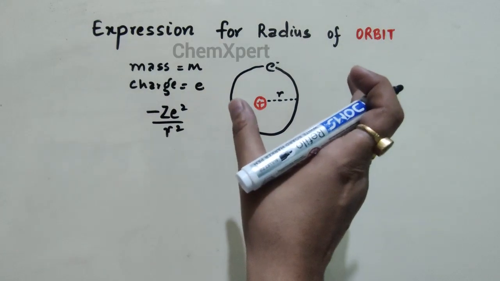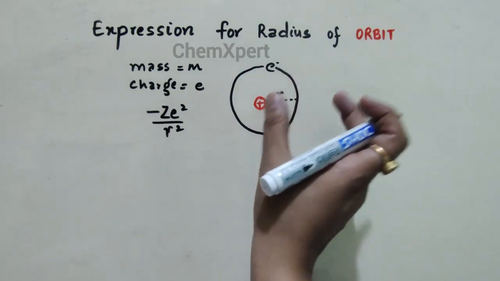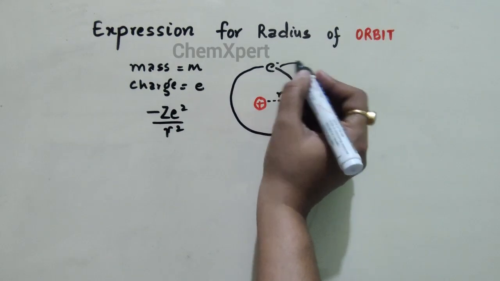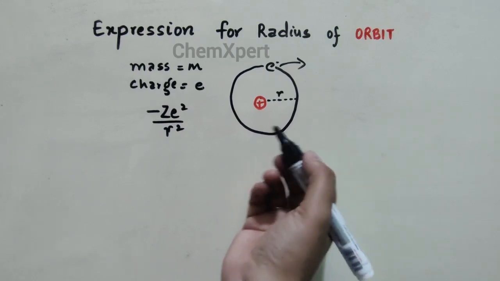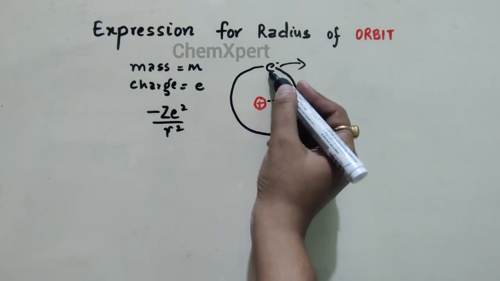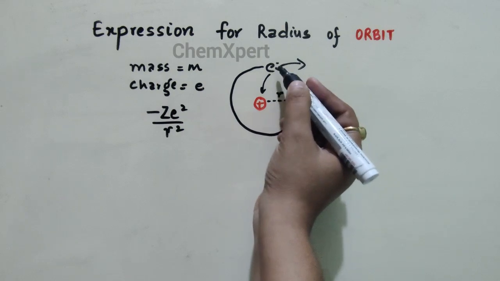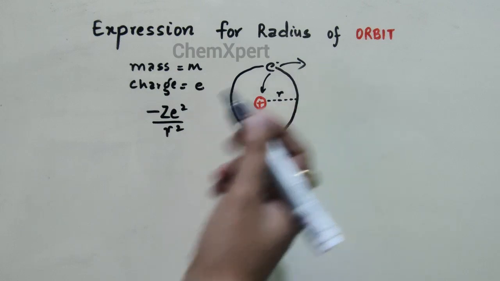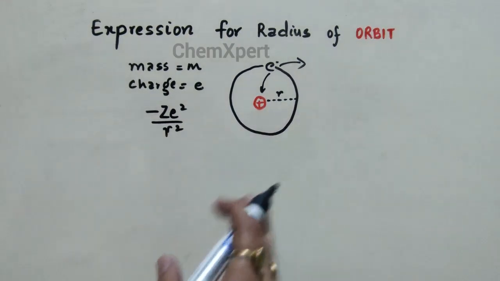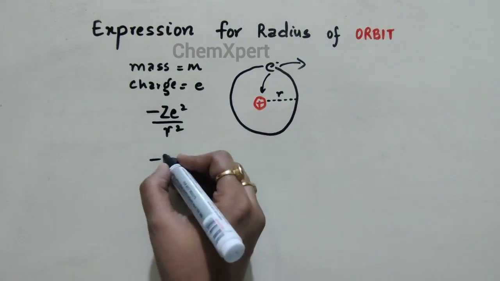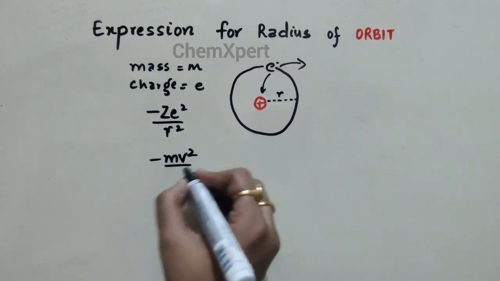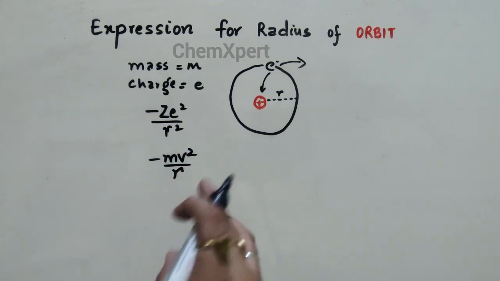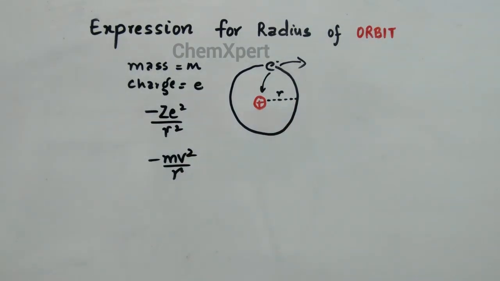Now, for an atom to be stable, there must be an equal centrifugal force acting over this electron, and this centrifugal force is acting away from the nucleus, whereas the electrostatic force is attracting towards the nucleus. The centrifugal force is acting in the opposite direction. So the value of the centrifugal force here is minus mv square by r, where m is the mass of an electron and r is the radius of this orbit.